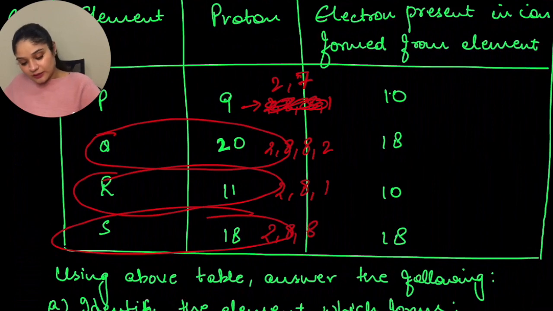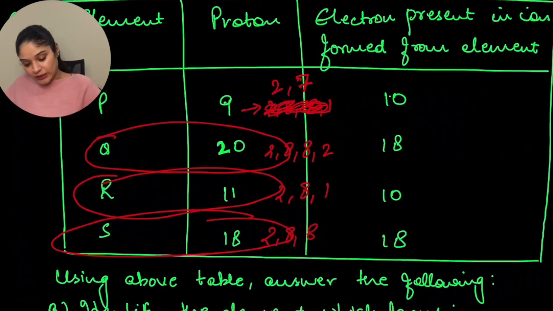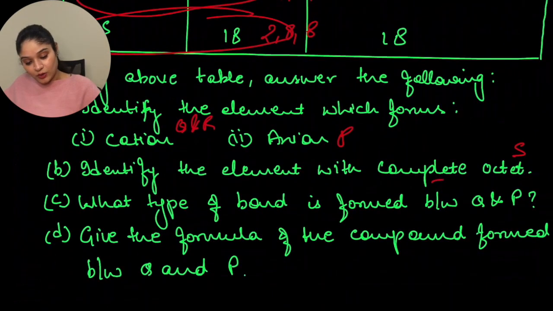Now let's take a look at this. Now we are talking about what kind of bond is formed. What type of bond is formed between Q and P? So we are looking at Q and P. Okay, so they are asking what kind of bond. So an ionic bond will be formed because P can easily accept one electron donated from Q. So you have a covalent. Sorry, you have an ionic bond coming out here. So ionic bond.